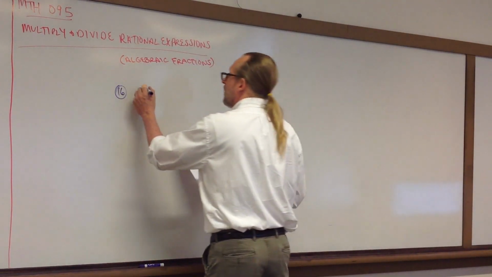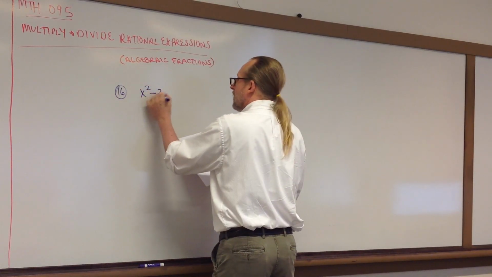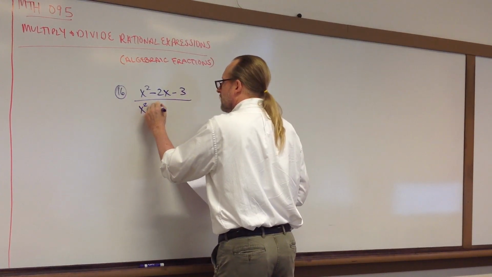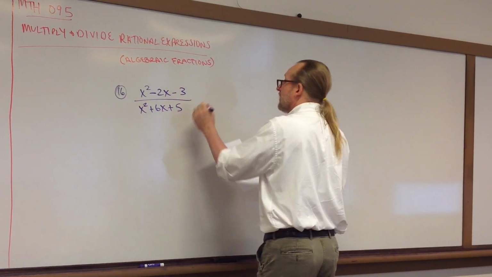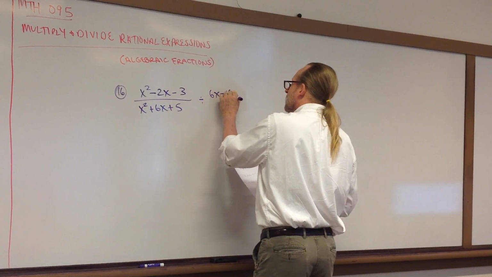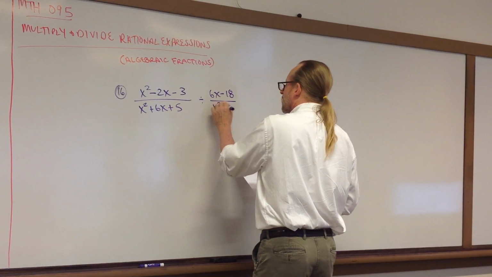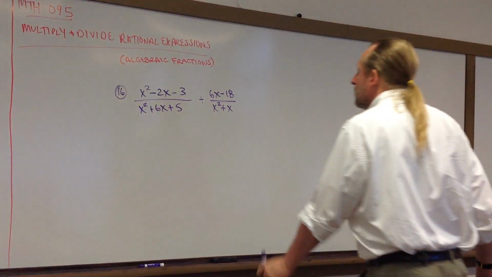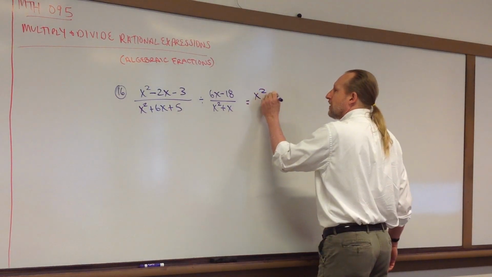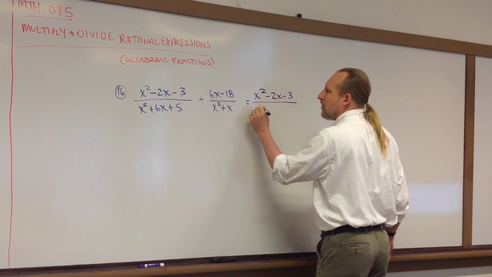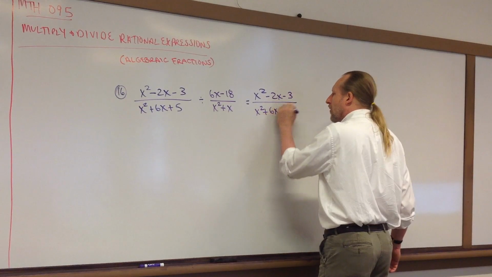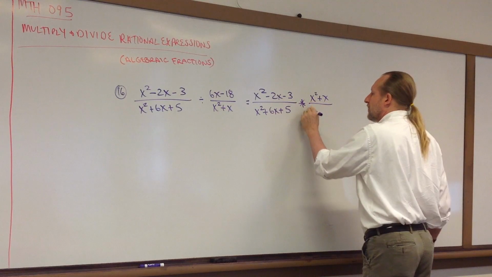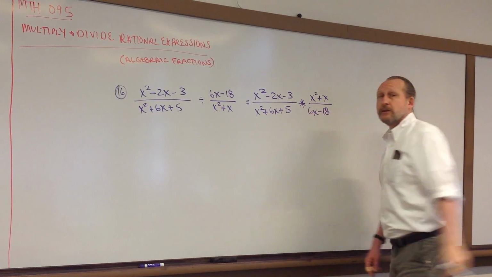Okay, so x squared minus 2x minus 3 over x squared plus 6x plus 5, divided by 6x minus 18 over x squared plus x. All right, so right away, first thing we want to do is rewrite this as a multiplication problem, times x squared plus x on the top, 6x minus 18 on the bottom.